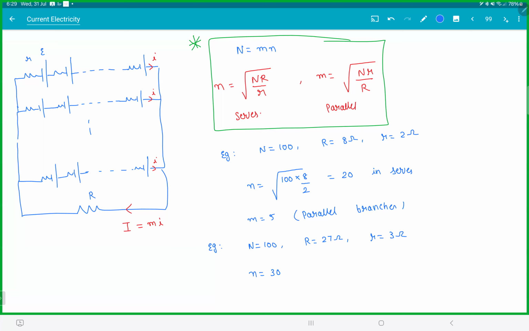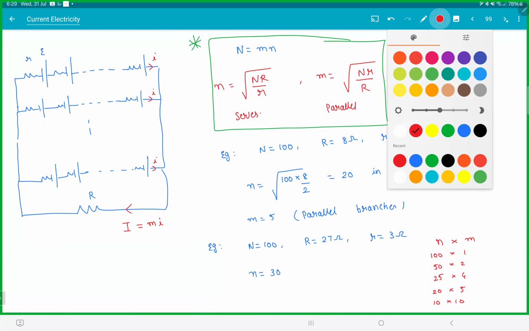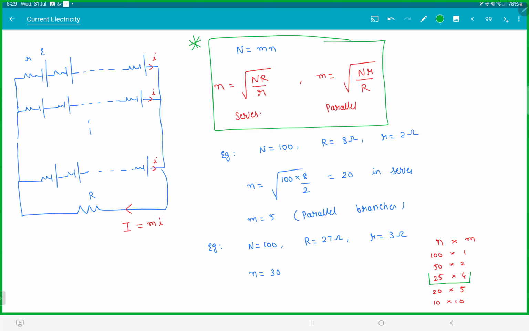Now what? So now if you look at this 100, what are the sequence you can write? So if you write n into m, you can get this as 100 into 1, 50 into 2, so 50 in series and 2 branches, 25 into 4, 20 into 5, 10 into 10. So if you look at this, when you say n is 30, the closest sequence is this, isn't it? This is the closest possibility. Mathematically, it is saying m should be a fraction, but we know you can't have a fractional battery. This is the closest possibility.